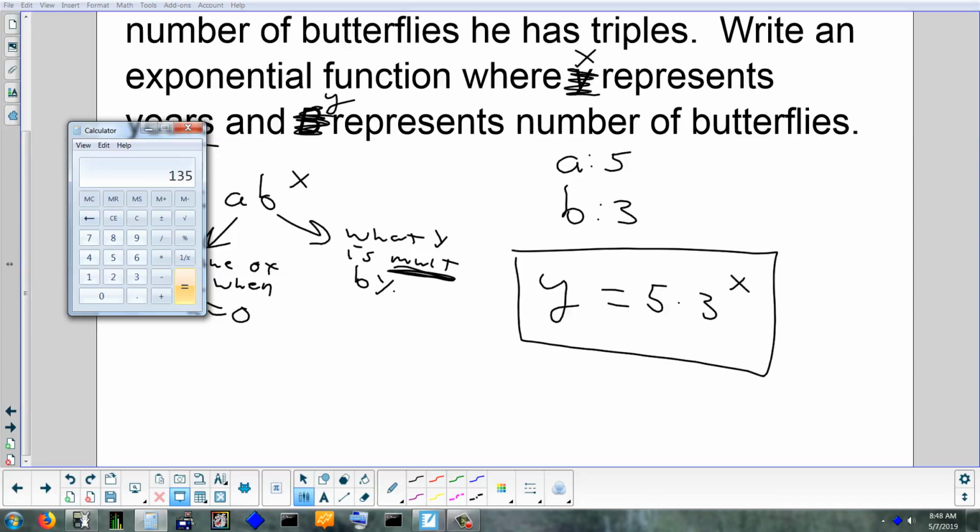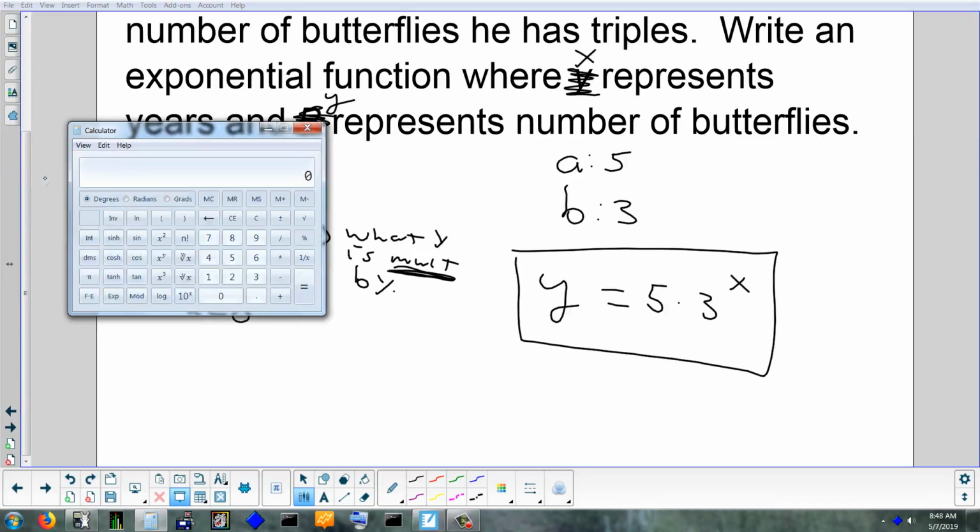Let's plug in 4 for x and see what happens. Okay, remember the number 135. All right, keep that in mind. 3 raised to the 4th power times 5. Is that what we had? Nope. 135. 3 raised to the 3rd power times 5. That's what we had? Yeah. That's better. I just typed it in.